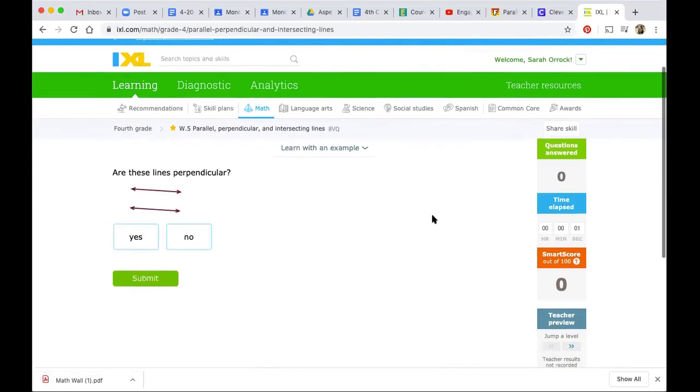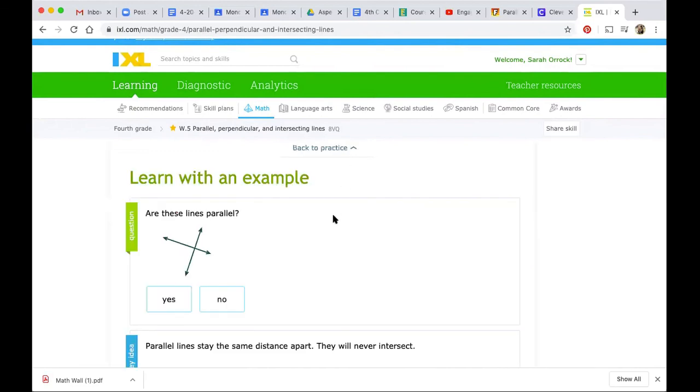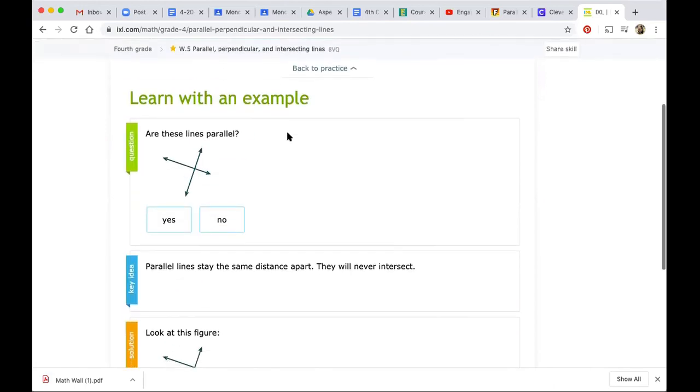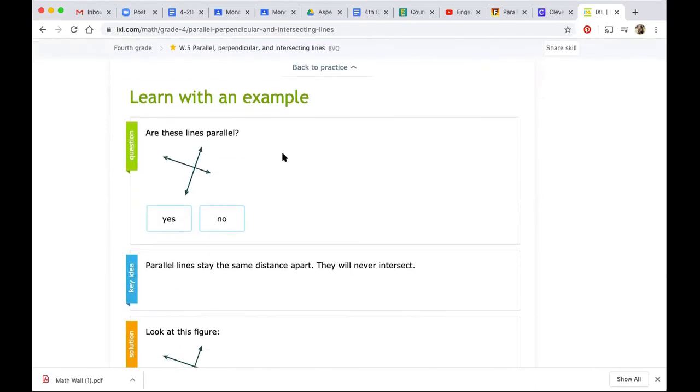When you get here, remember we've included in the instructions to click on this little sentence that says learn with an example. There's a little arrow. You're going to just click on that and it's going to show you how to do it. So it says, are these lines parallel? Guess what, friends? Remember, parallel is when lines do not cross. They never, ever, ever cross like railroad tracks, okay?